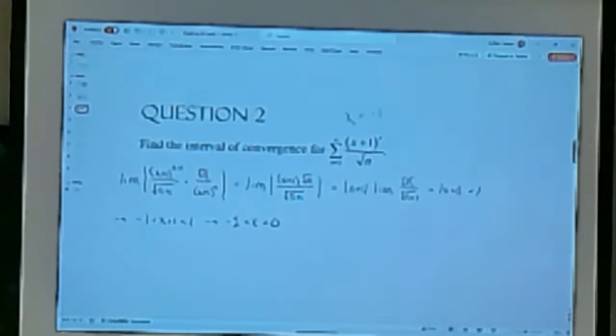However, I also want to note that we have x plus 1 to the n in the series. So we could just say this: let x plus 1 be -1. That'd be the same as saying x is -2, isn't it? It just reduces some of the arithmetic.